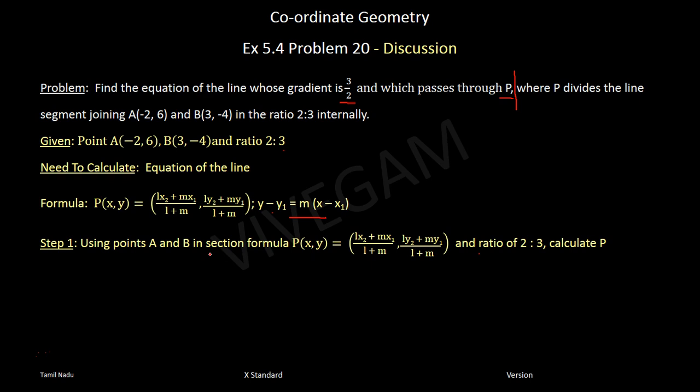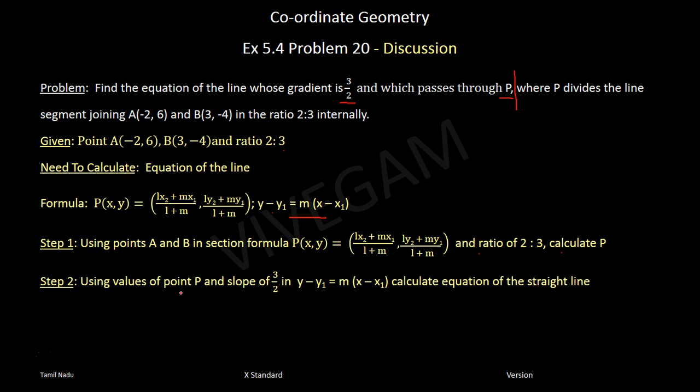Am I right? Using points A and B in the section formula, P(x, y) equals (l x2 plus m x1) divided by (l plus m), and the same goes for y, and the ratio is 2:3, that is l equals 2 and m equals 3. Calculate P. We know x1 and x2, y1 and y2. That is, point A is x1, y1, point B is x2, y2. Step 2. Using point P and the slope 3 by 2, which is given, in the slope point form, calculate the equation of the straight line.